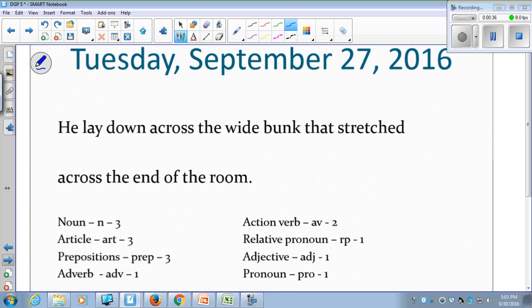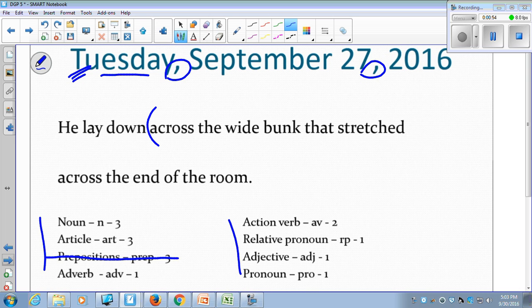So here is Tuesday. Again, spelling. I'm seeing a lot of people who are not capitalizing Tuesday. Watch for the commas. We, of course, have the corrections, and now we have the parts of speech so that everything will be labeled. I like to start with prepositions because they pop out at me, and there are three of them, and we have across the wide bunk, across the end, and of the room.